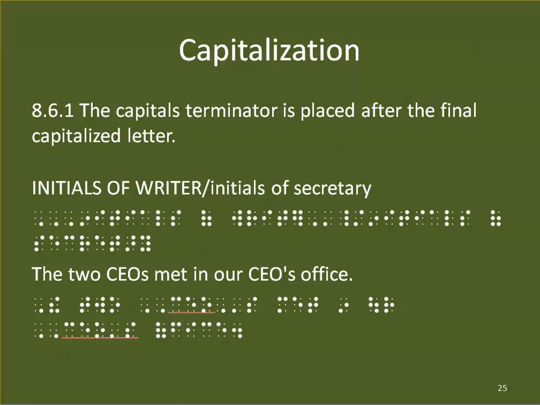The next sentence is kind of interesting. The two CEOs met in our CEO's office. So the first CEOs means plural CEO. There are two or more CEOs. The second one is an apostrophe S because it's an office belonging to one of those CEOs. So the two CEOs, the first one is capital word indicator there, CEO. We have to terminate it for the S. The second one, we again have the capitals word indicator there, but again the apostrophe terminates that mode because it's not a letter, and so we don't have to have anything indicating that the S is lowercase because the apostrophe does that for us already.